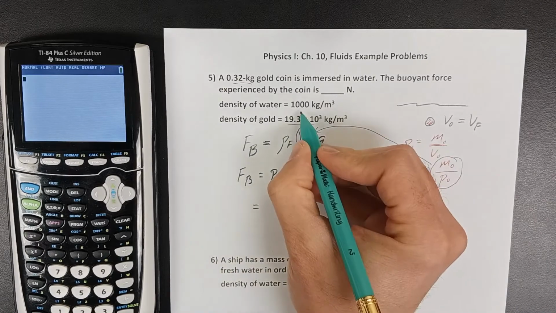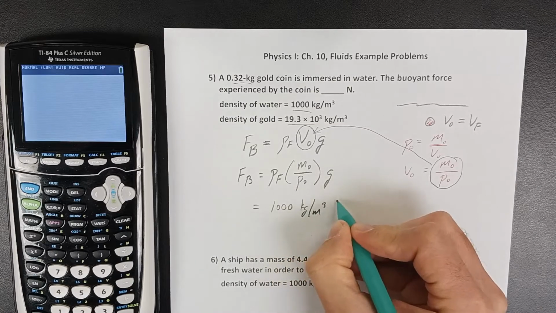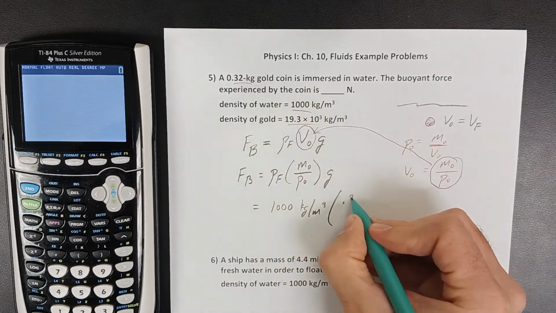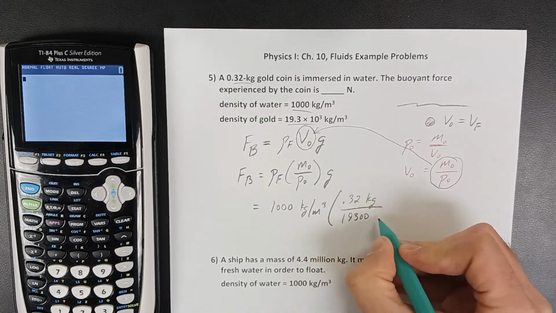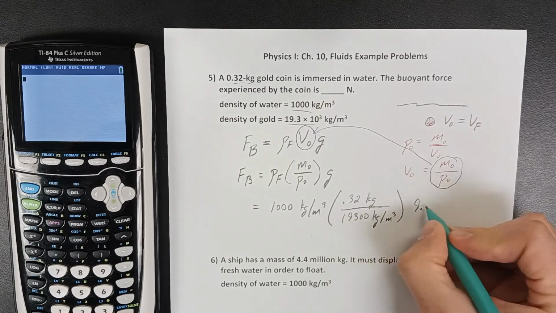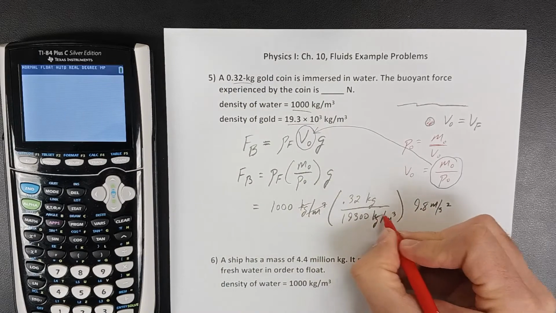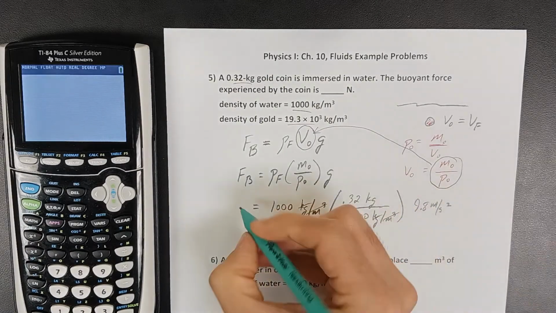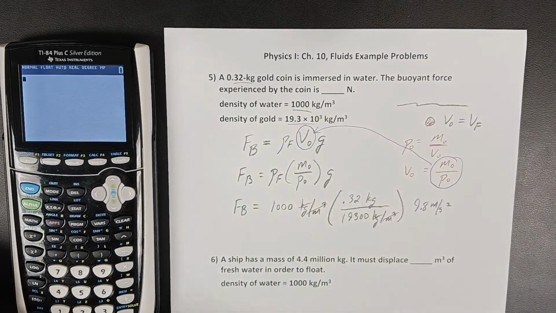So the density of the fluid, we have our water is 1,000 kilograms per cubic meter, times our gold coin, 0.32 kilograms, divided by its density, 19,300 kilograms per cubic meter, times 9.8 meters per second squared. So these kilograms per cubic meter are going to cancel out. We're solving for buoyant force. We got kilograms times meters per second squared. That is a Newton. So 1,000 times 0.32 divided by 19,300 times 9.8.